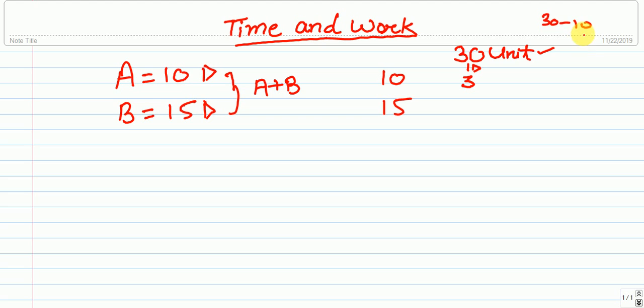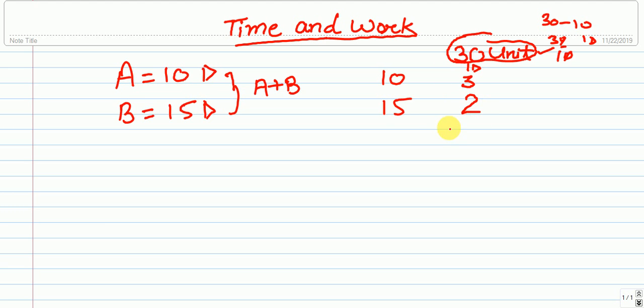So in 1 day he will complete 30 by 10, that is 3 units. Every time, you have to keep this value in the numerator and divide by the given value. So 30 by 10, the answer is 3. 30 by 15, the answer is 2 units.